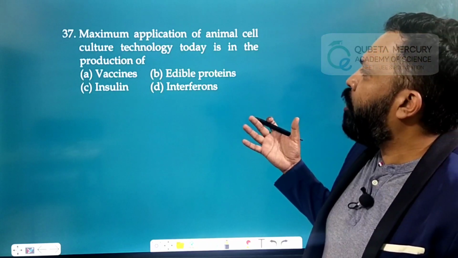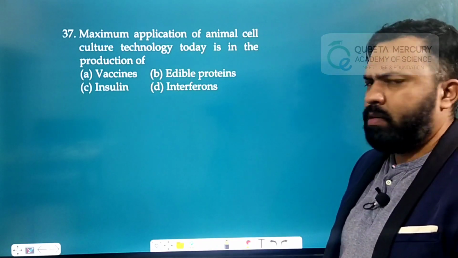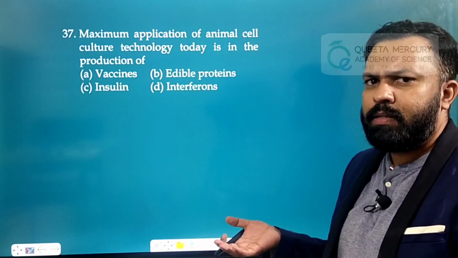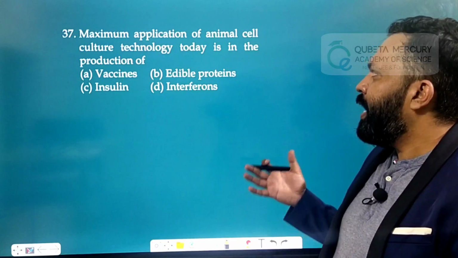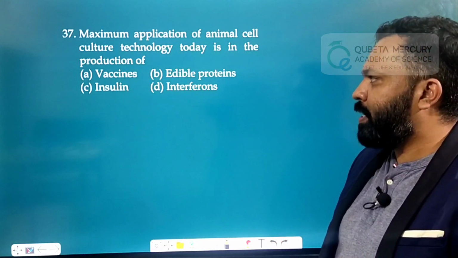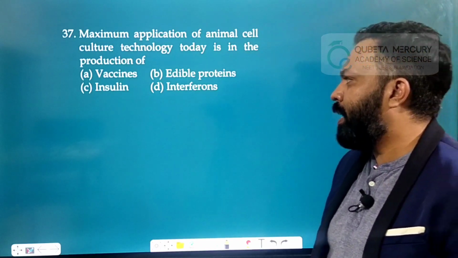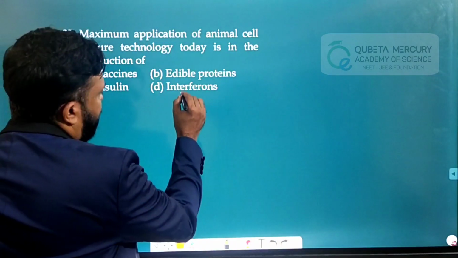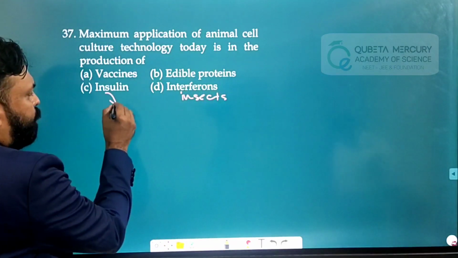The maximum application of animal cell culture technology, like any of the cells, HeLa cells, right, or animal cells, anything, today is in the production of vaccines, edible proteins, insulin, and interferons. Interferons are present in insects, right? Yeah, so insects only. Insulin is obtained from E. coli, right?